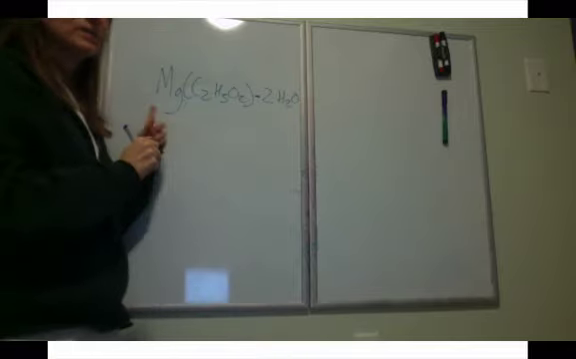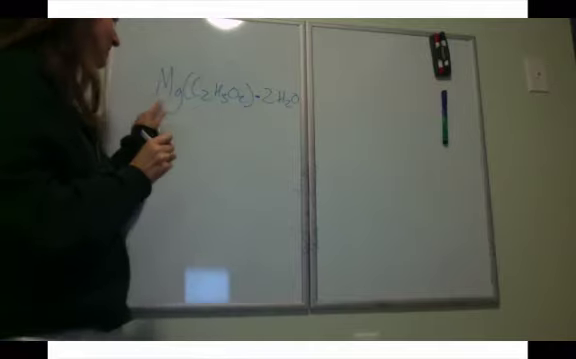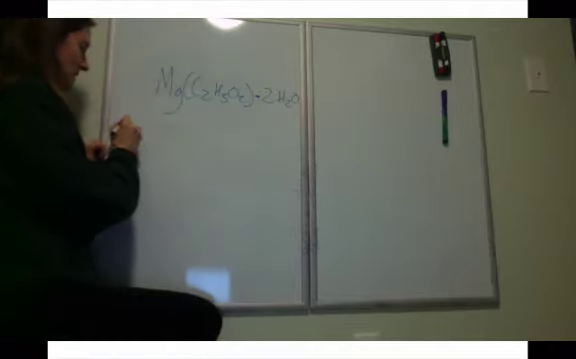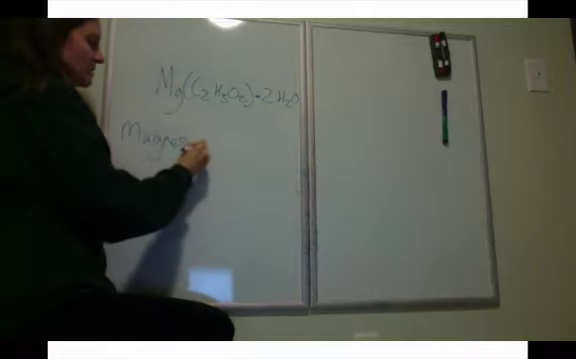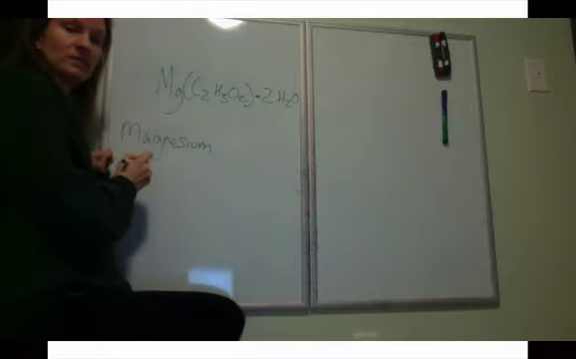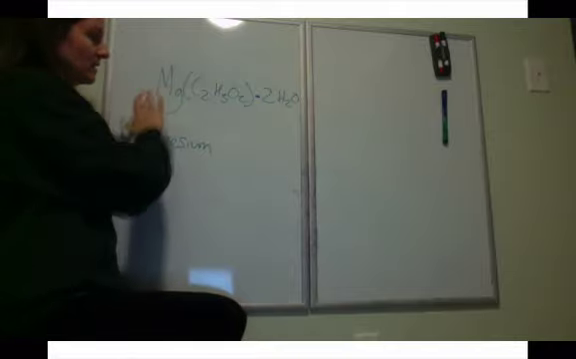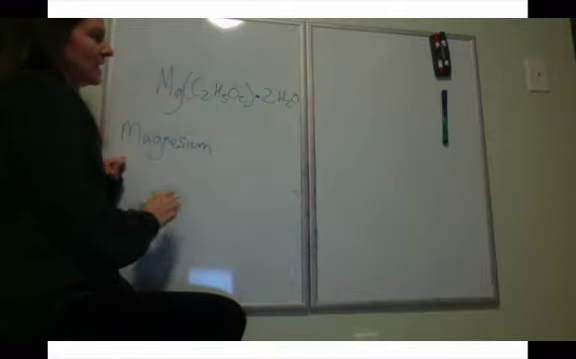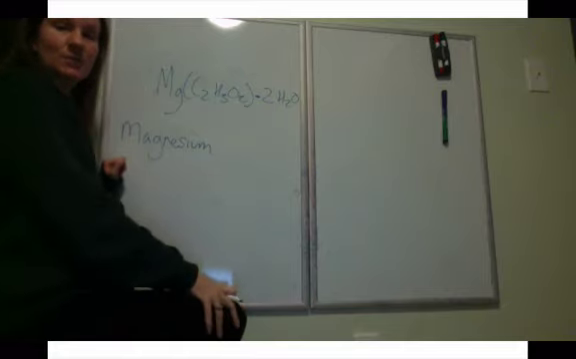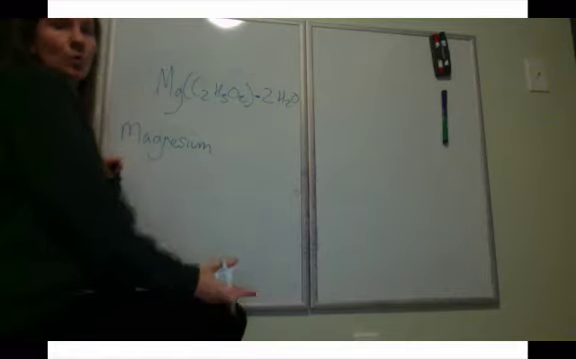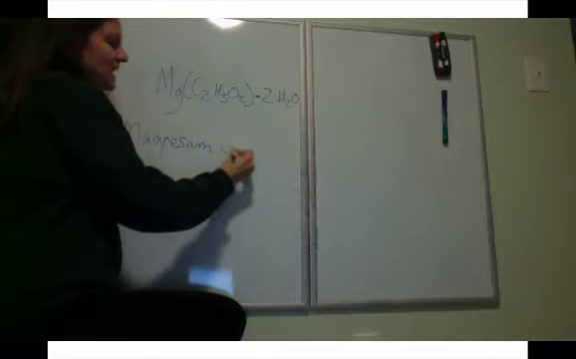Next one, I look at my front. Is this a metal? Yes, this is a metal, right? This metal is magnesium. Is this metal a transition metal? No, so I don't need a Roman numeral. Then I move to my anion. Is this a polyatomic? Yes, it has more than one element. So which polyatomic is it? This is the polyatomic you memorized that was acetate.